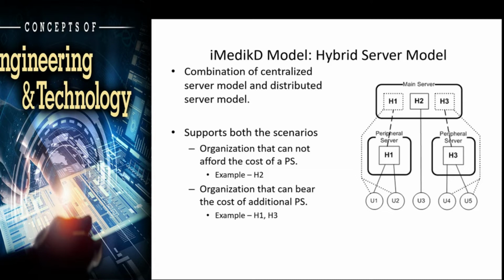In this kind of hybrid server model, sometimes the organization cannot opt for the PS, the peripheral servers, so it is directly connected. When the organization is ready to bear the cost of some additional PS, we'll have the additional PS and connect through that. The example is given here: H1, H2, H3. H2 cannot afford the cost of the PS, so it's directly connected to the main server.